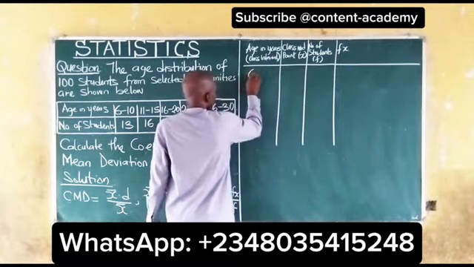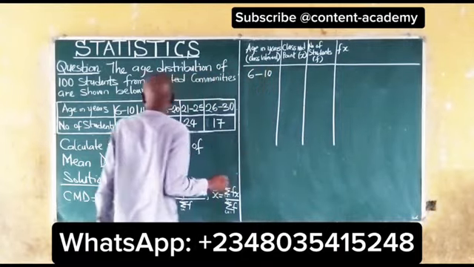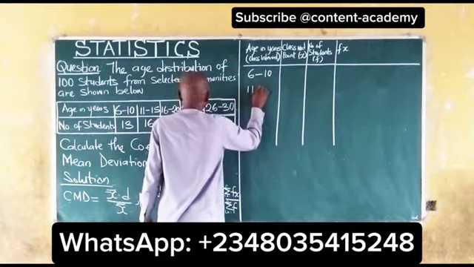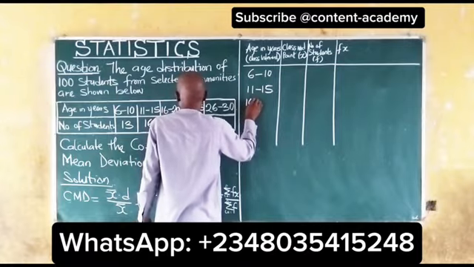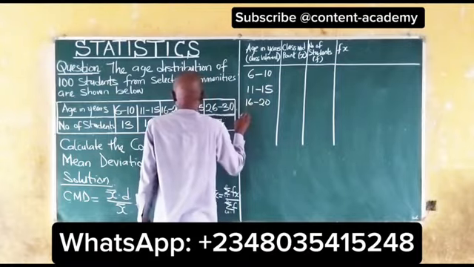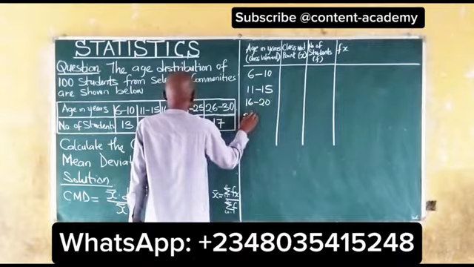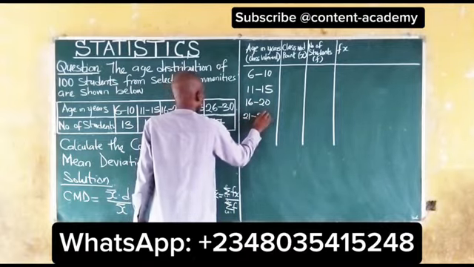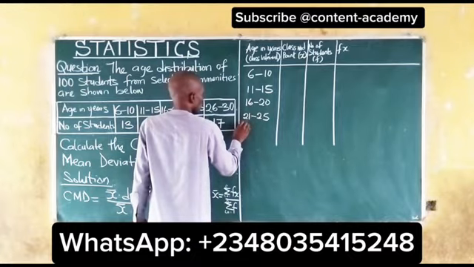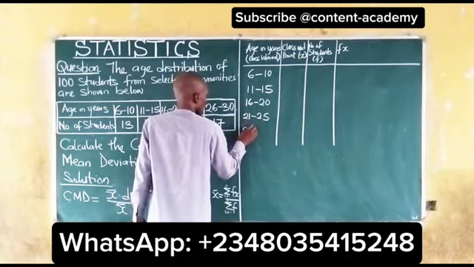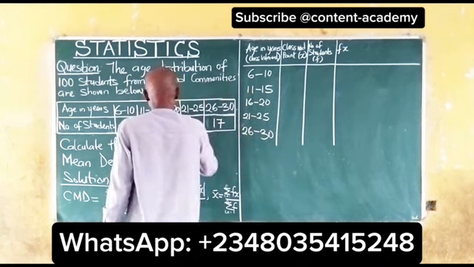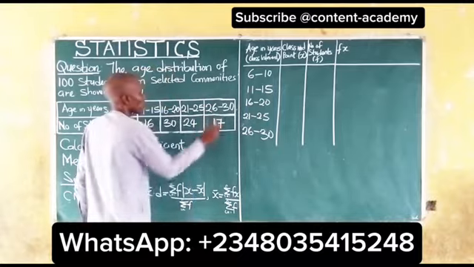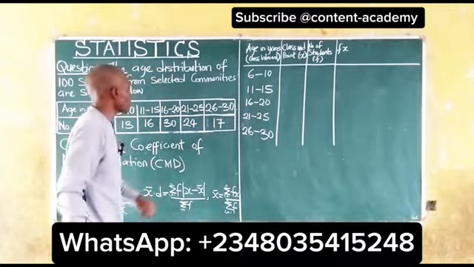Now, we have the first class interval to be 6 to 10. You write it out this way. We have 11 to 15, 16 to 20, 21 to 25, and 26 to 30. 1, 2, 3, 4, 5. So this is what we have.